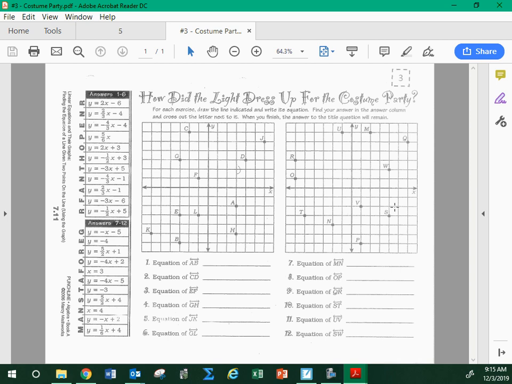All right, so this is going to be similar to ones that you've done before. It says draw the line indicated and write its equation. Find your answer in the answer column and cross out the letter next to it. So for example, number one says equation of line AB. So you're going to take A and B, they're down there. You're going to connect that line, and you're going to write out the equation for it. So again, remember, think back to our slope equation: y equals mx plus b. So drawing the line allows you to find your y-intercept.